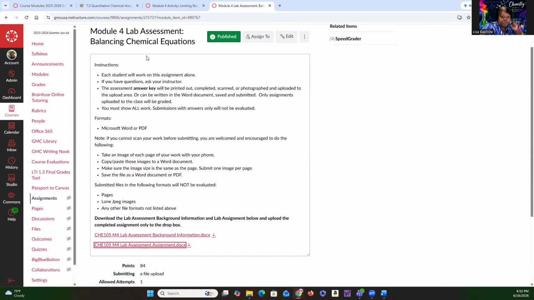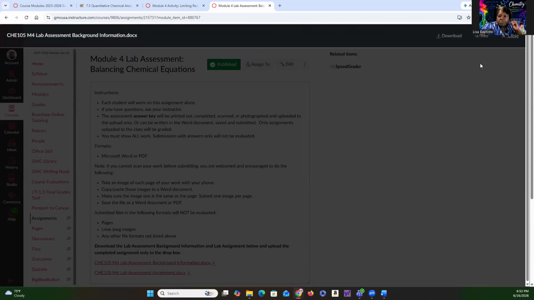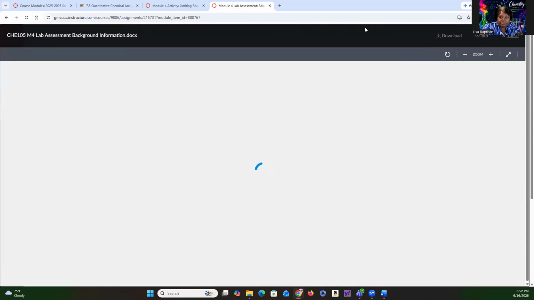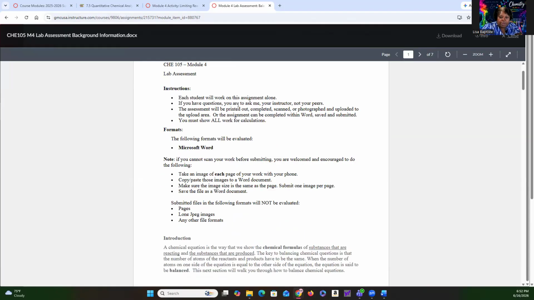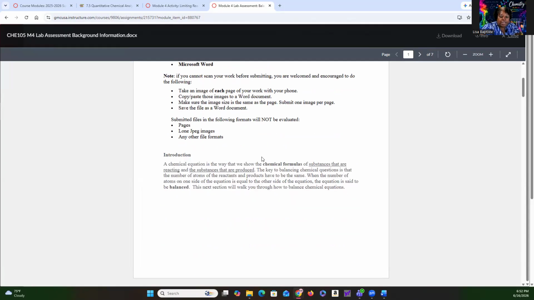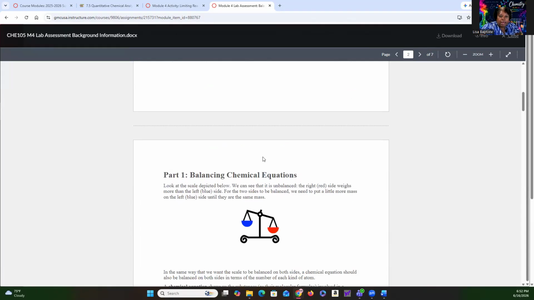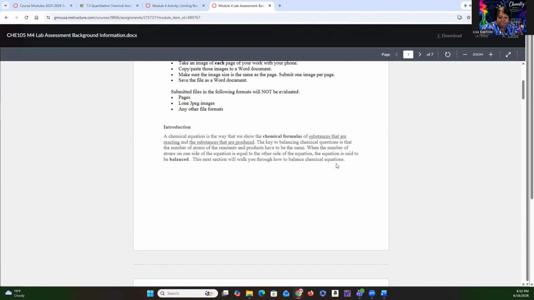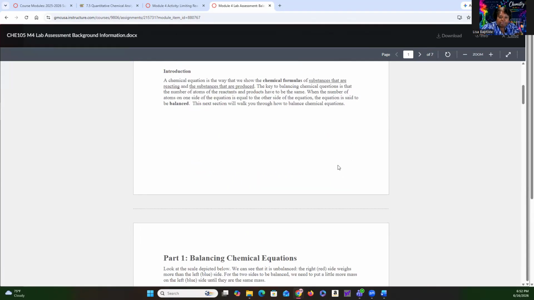So there's two files that you want to use. The first one gives you the instructions or gives you examples. The second one is the worksheet that you're going to fill out. And so the first one, let me go through that. All right. And so you're working alone. You're going to ask me questions if you have any. And then once you've done the assignment, you're going to upload it to your Dropbox.